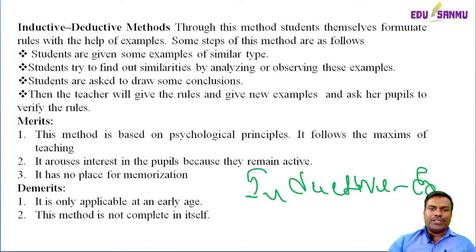So here the teacher does all these things at a time, I mean sometimes examples, sometimes rules. Through this method, the students themselves formulate the rules with the help of the examples. So in this method, the teacher will teach all grammar aspects by examples only. First I will give one example.